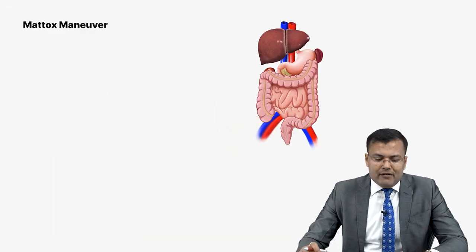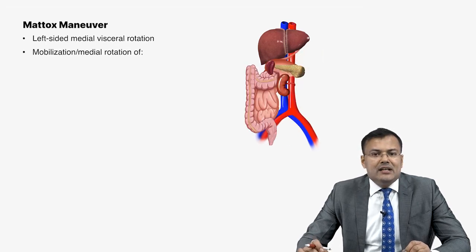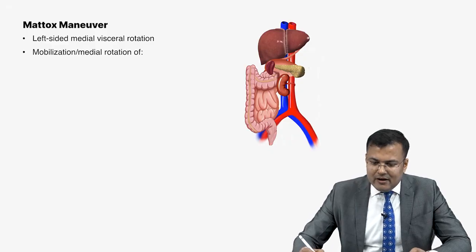Now just opposite of extended Cocker's is Mattox maneuver. This is left-sided medial visceral rotation. So in this case, you can notice that we are going to rotate what?